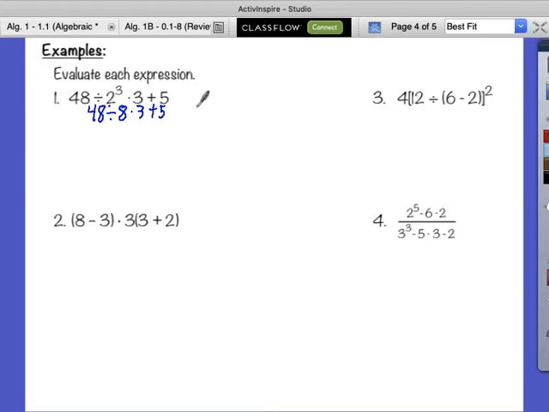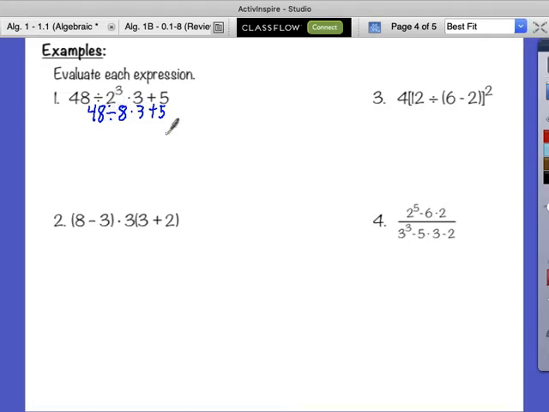According to the order of operations, what comes next? Division, multiplication, or addition? Okay, Brady. Multiplication, not quite. Multiplication comes in the same step as what, Alice? Division. And which one are we going to do first here? Division, and why? Because it's left to right, and it's the furthermost left. So we do this division first. 48 divided by 8.